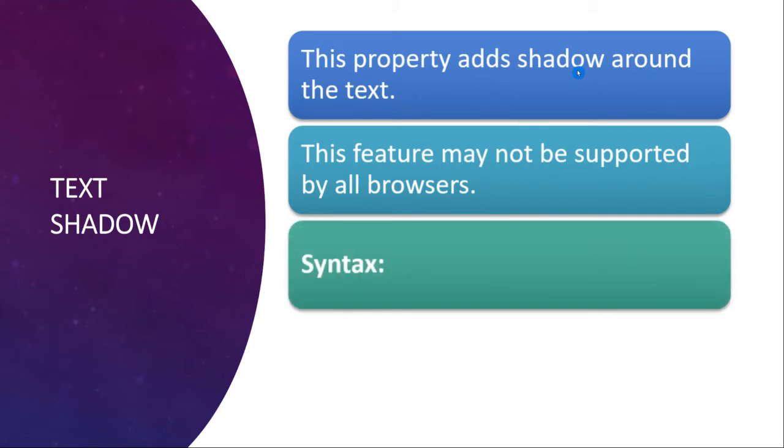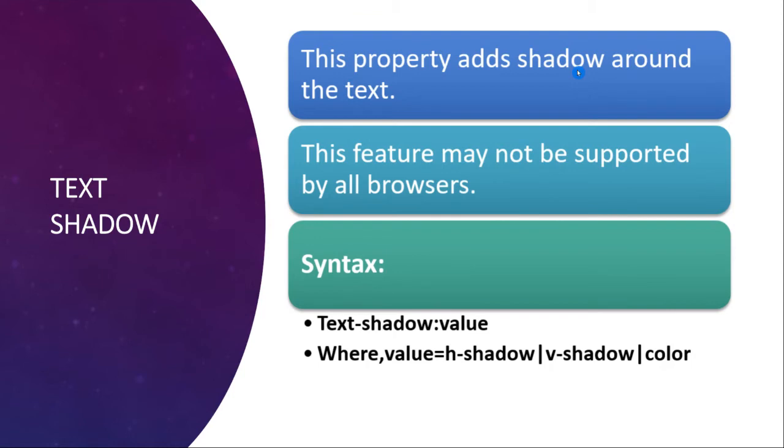Syntax for text shadow is text hyphen shadow colon value. In the place of value, H shadow, V shadow, and color. H shadow is nothing but horizontal shadow. V shadow is vertical shadow. Color specifies the color of the shadow. Suppose you want to add any color for your shadow, you can use it over here. So this is about the text shadow property. Next property is text indent.